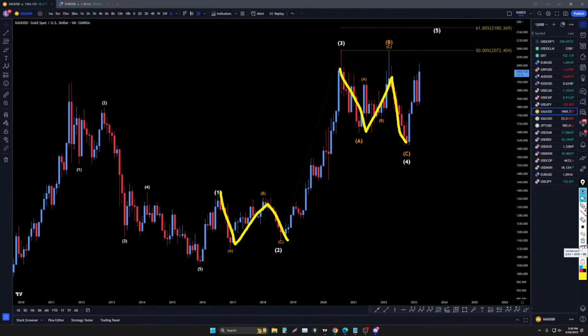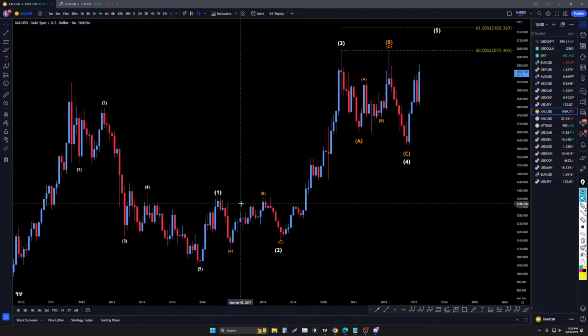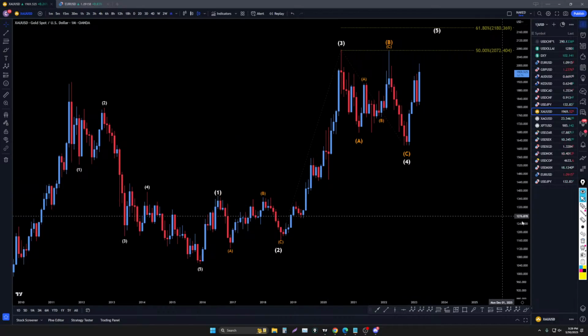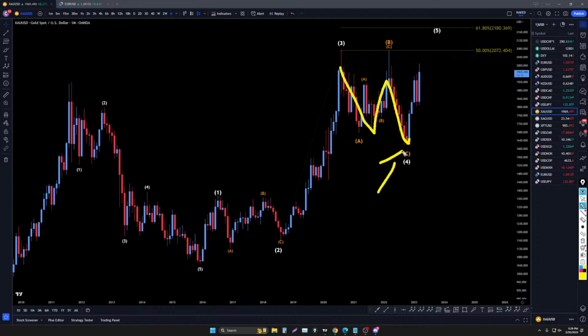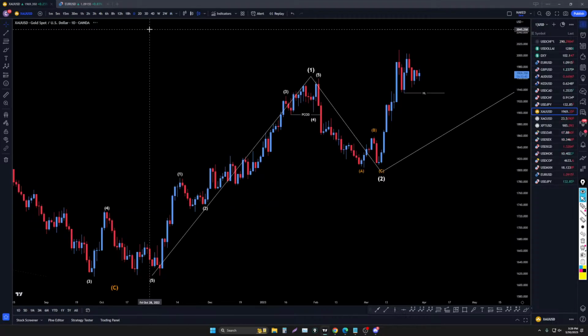So in the past 12, 13 years, there's only been two ends of corrections on the monthly time frame for gold. So when you have the end of a correction on the monthly, that's definitely something you need to pay attention to. And I think this thing is going up in a big way for wave 5 and maybe even a lot further.